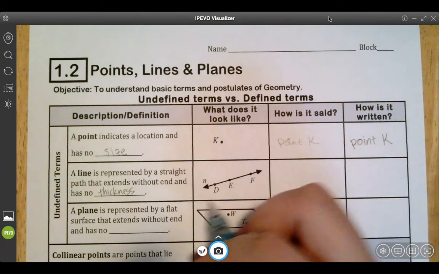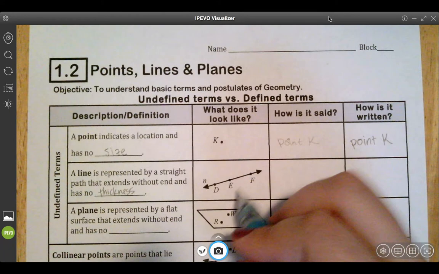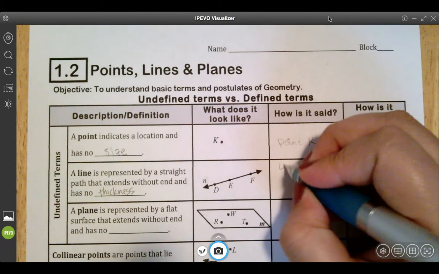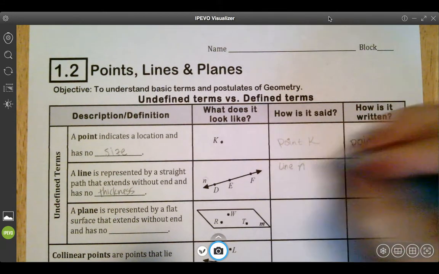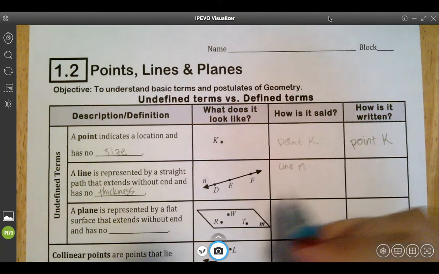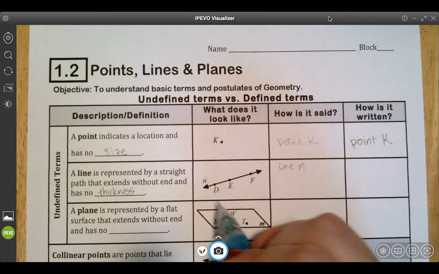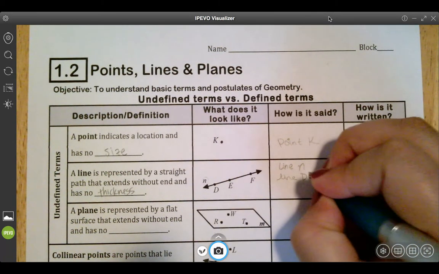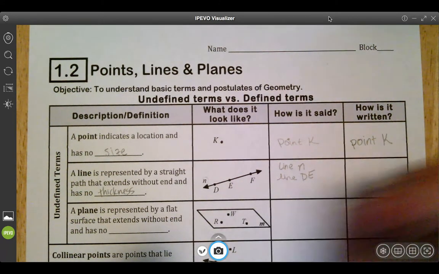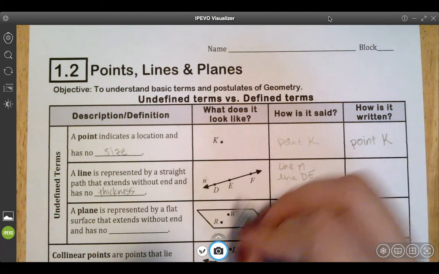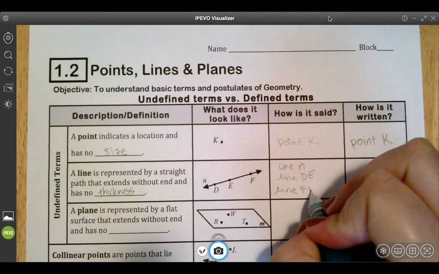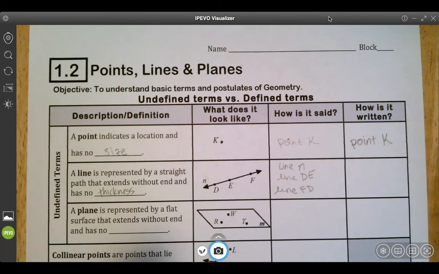And there's a couple ways that we can state this diagram. We can describe it as line N. That lowercase n names a line. So we have line N. Or we can describe it by two of the points that are on the line. So we could say this is also line DE or ED or DF or EF or FD, as long as you have 2 points. So I could also say line FD. Any 2 points on the line can define that line.